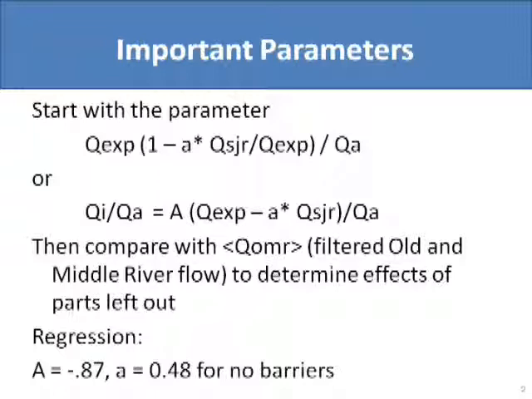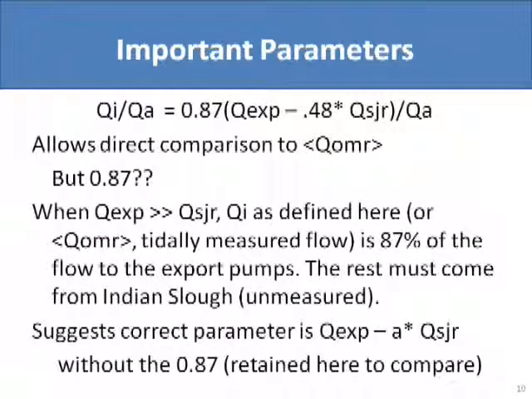When you do a regression to relate that flow index, which is just the exports and the San Joaquin River, to Old and Middle River flows, you get a factor of 0.87, and about 0.48 for the case with no barriers. You get some different relationships, but you get that 0.87. So what does that mean, that 0.87? Well, if you take the case where the San Joaquin River is small compared to the exports, nearly all the flow is coming from the north. That means that Old and Middle Rivers are giving you 87% of the export flow, and the other 13% has to come from Indian Slough.